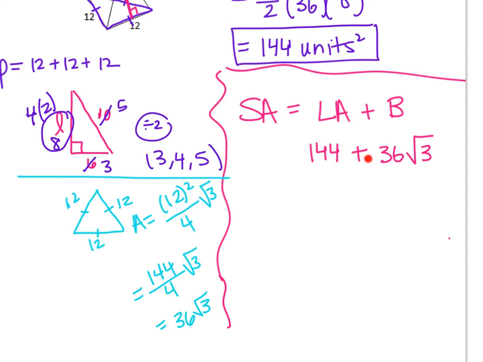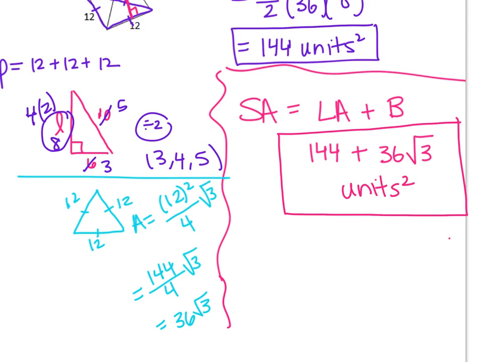Okay, we are adding these, but they're not like terms. They both would have to have that square root of 3 for us to put these together. So that means that is our surface area. Even though it looks a little bit weird, that's okay. And just make sure you put your units squared on that. So 144 plus 36 square roots of 3 units squared.